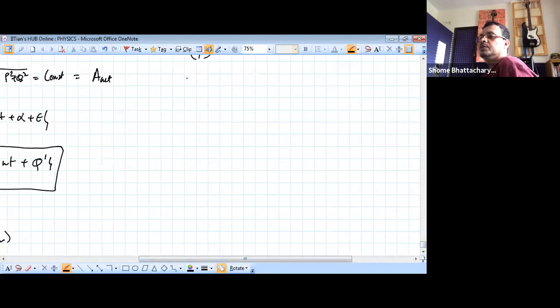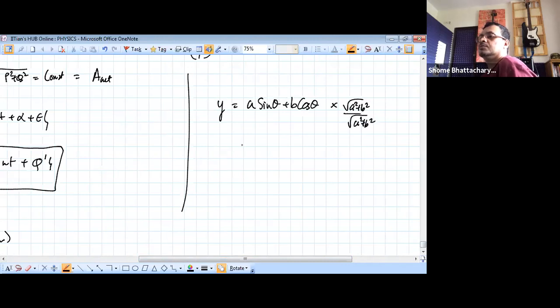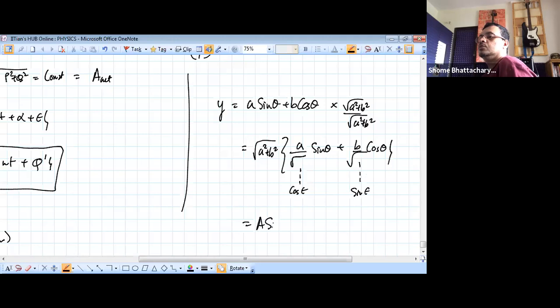Okay, I'll explain. In trigonometry, if you have an equation y is equal to a sine theta plus b cos theta, you multiply and divide by root of a square plus b square. So this becomes root of a square plus b square into a upon root of the same plus b upon root of the same. Then this term you imagine to be cos epsilon and this term you imagine to be sine epsilon. So this becomes some capital A into sine of theta plus epsilon, where capital A is root of a square plus b square and epsilon is tan inverse of this divided by this, b by a. This is what we talk about.